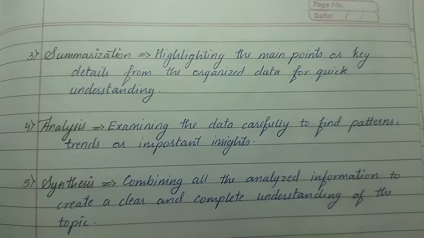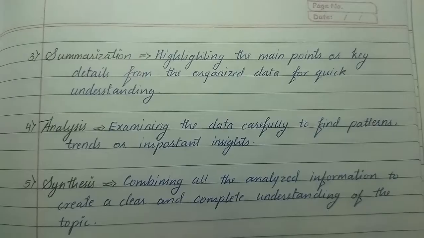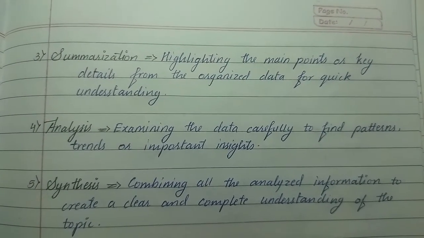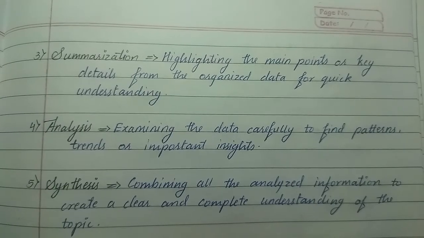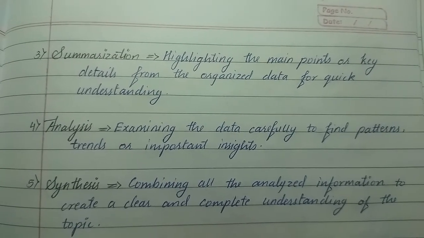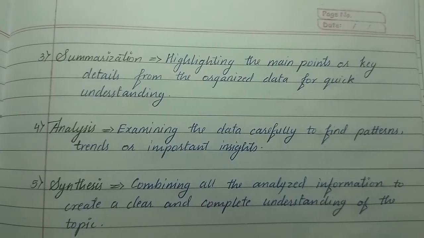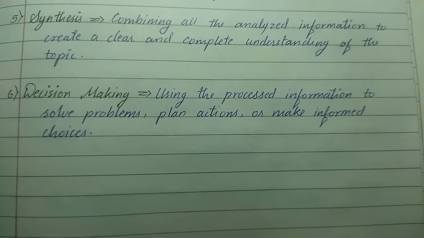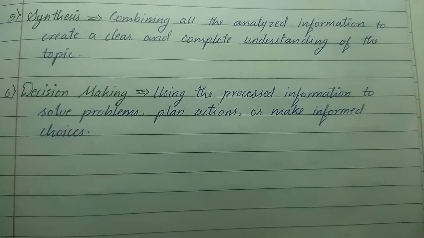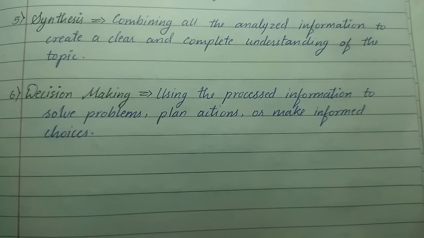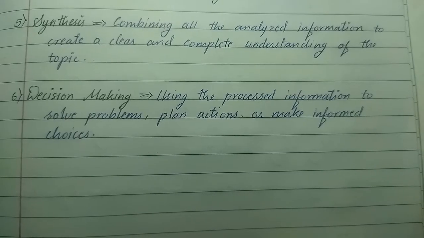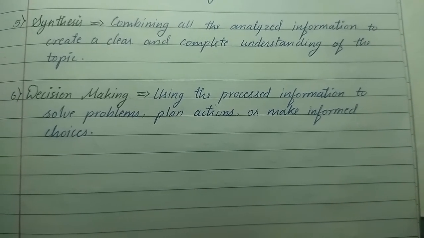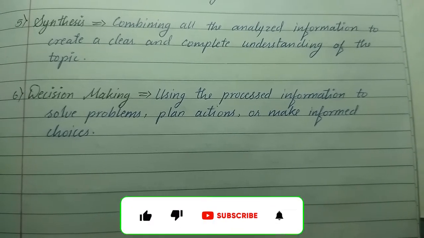Fourth is analysis, which means examining the data carefully to find patterns, trends or important insights. Fifth process is synthesis, combining all the analyzed information to create a clear and complete understanding of the topic. And the last process is decision making, that is using the processed information to solve problems, plan actions or make informed choices. So this was it for the knowledge management life cycle.